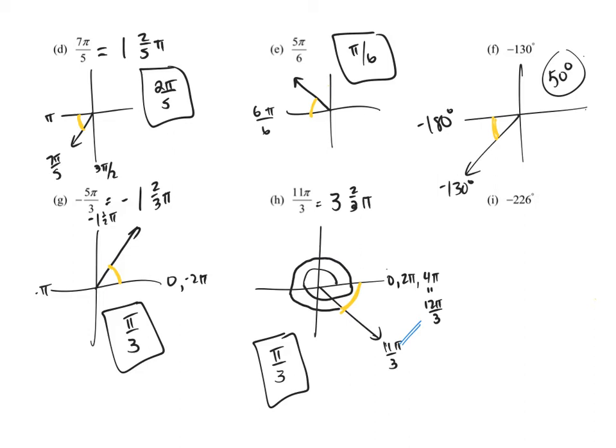Okay, letter I, negative 226 degrees. So negative 226 degrees is going to put me into quadrant 2. So this is negative 226 degrees. The closest x-axis is back this direction. And so that's going to be represented by negative 180 degrees. And so the difference between those two angles, I believe, is going to be 42 degrees, if I'm not mistaken. So just take 226 and subtract 180 in order to get the difference there, 42 degrees.